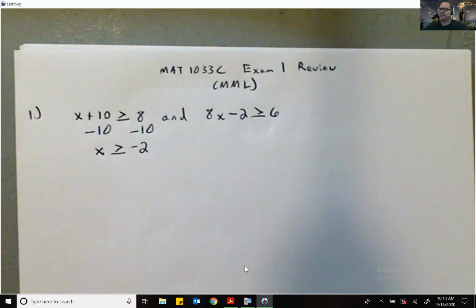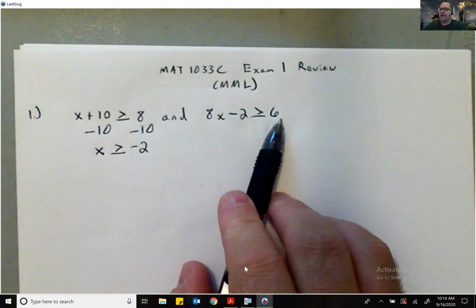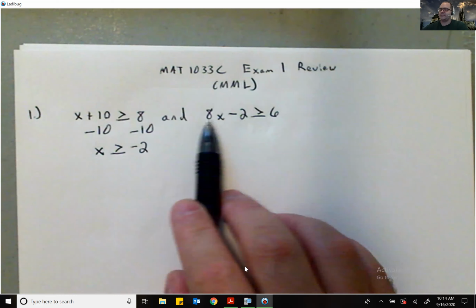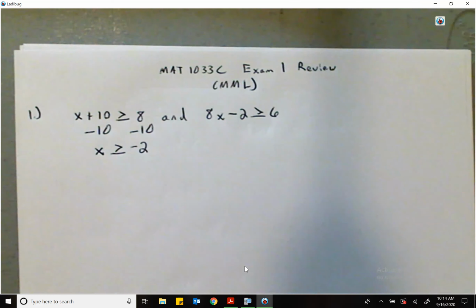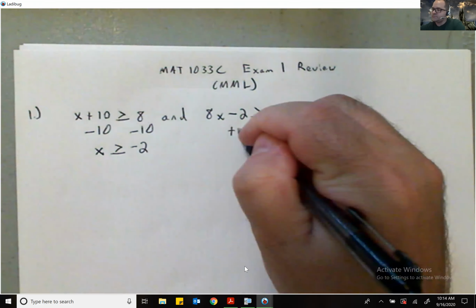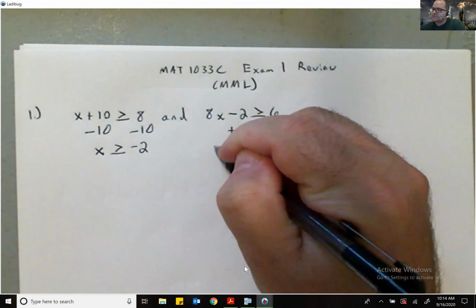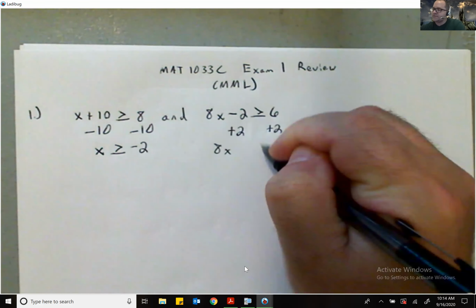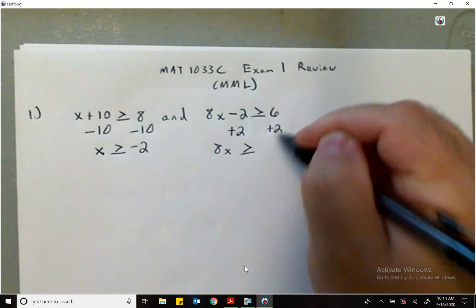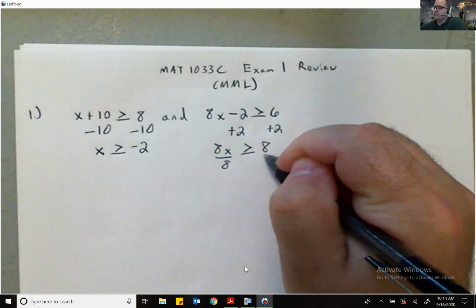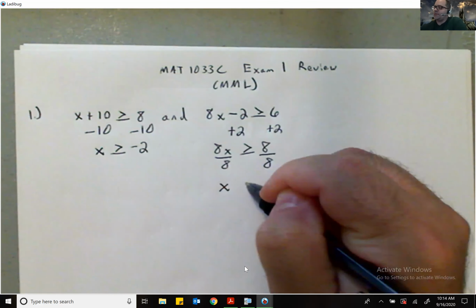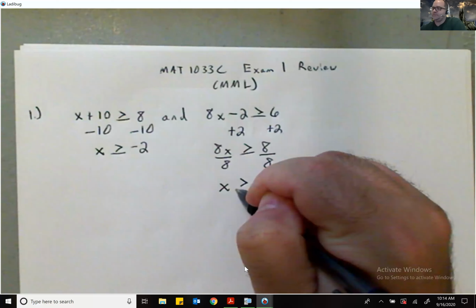All right, now let's come over to the second inequality. 8x minus 2 greater than or equal to 6. How do we solve this? You're gonna have 2 on both sides. We're going to add 2 on both sides. Perfect. So 8x greater than or equal to 6 plus 2, 8. Now what? Divide both sides by 8 to get x by itself. Yay! So x is greater than or equal to, what is 8 divided by 8?